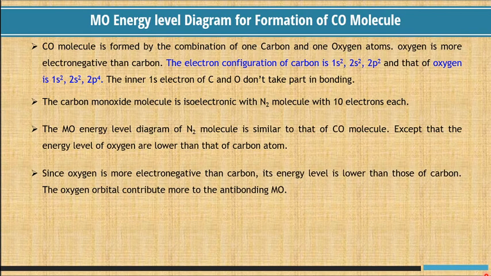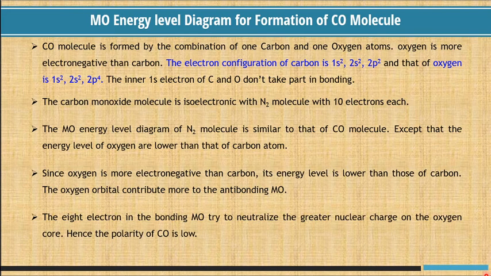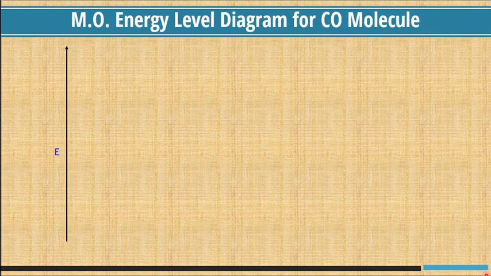Since oxygen is more electronegative than carbon, its energy levels are lower than those of carbon. Oxygen orbitals contribute more to the bonding molecular orbitals. The 8 electrons in the bonding molecular orbitals try to neutralize the greater nuclear charge on the oxygen core. Hence, the polarity of carbon monoxide is low. Let us consider the molecular orbital energy level diagram for CO molecule.